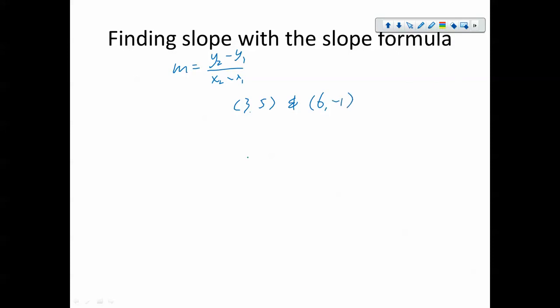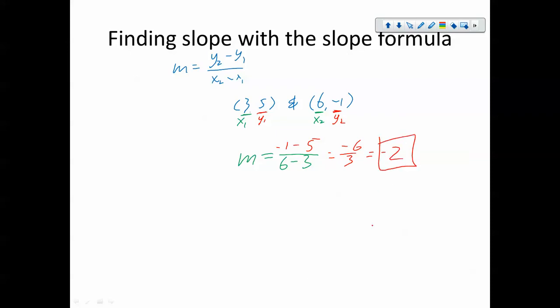So again, color coded, there's my x's. There's my y's. This is y2. This is y1. This is x2. This is x1. So this is going to be m equals 6 minus 3. There's the 6 minus 3. And negative 1 minus 5. Which ends up being negative 6 over 3, which reduces down to negative 2.